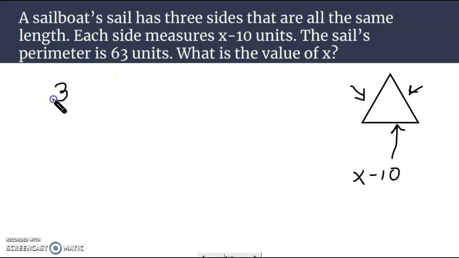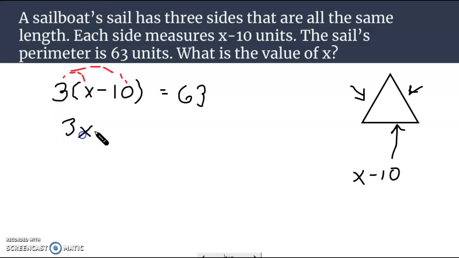So instead of saying x minus 10, add 3 of those together. It's a little bit easier to say 3 times x minus 10, meaning that each of the 3 sides of the triangle are this many units long. And if we add them all up, or multiply by 3 in this case, we can set that equal to 63. And then we can solve from here. First thing I'm going to do is distribute the 3. And that's going to give me 3x minus 30. We're still equal to the 63.